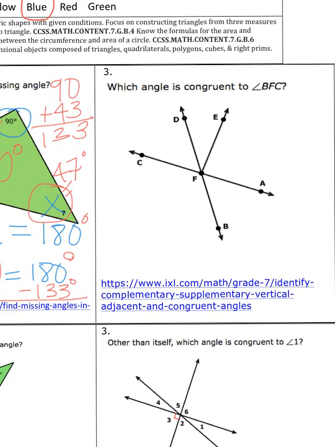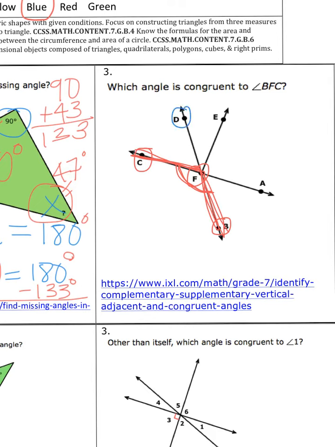Which angle is congruent to BFC? So if we look at our angles, here's B, here's F, and here's C. The angle that we're trying to find that's equal to this angle would be which one? If you look at this angle, it's obtuse. So the angle that it's congruent to also has to be obtuse. Congruent means equal. So let's look.